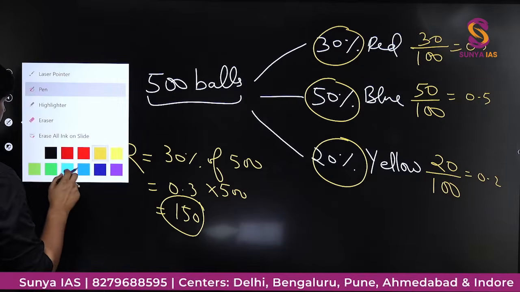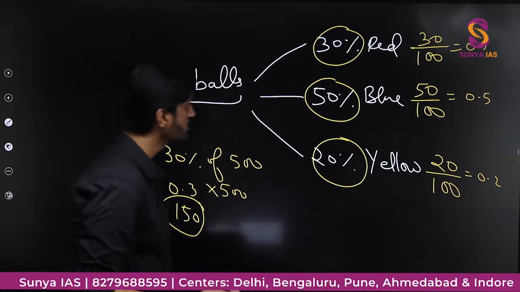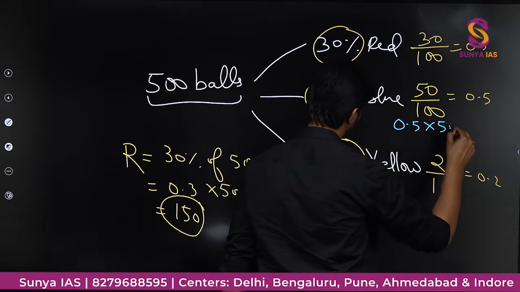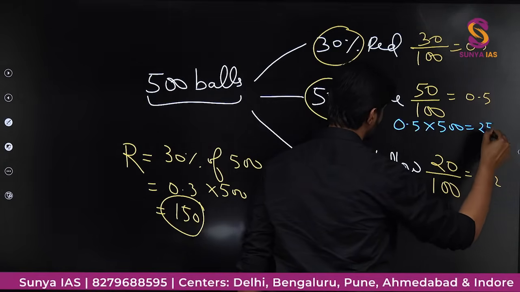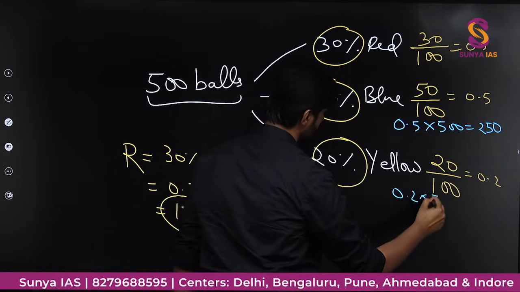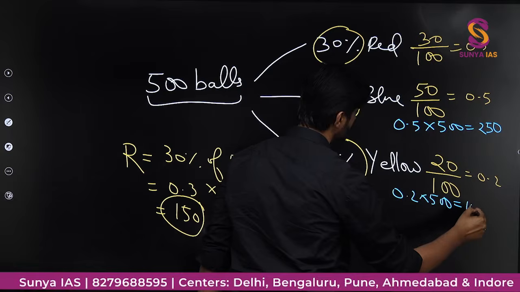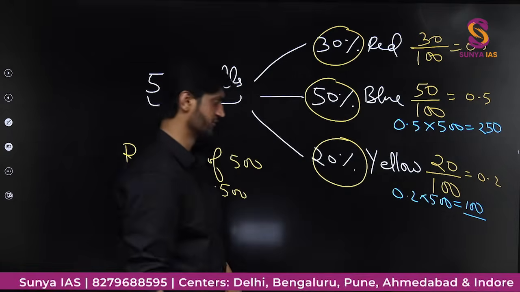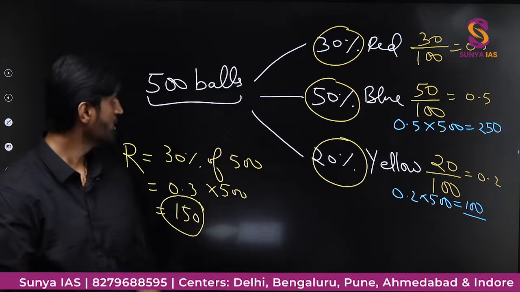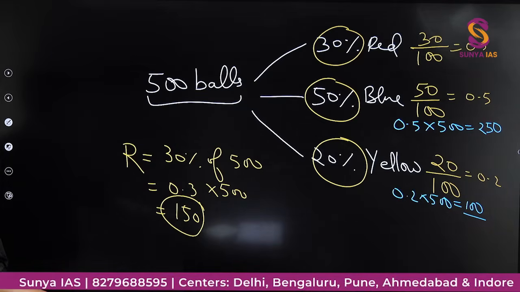Similarly, you can also find the number of blue balls, which is going to be nothing but 0.5 into 500. That is going to be 250. Similarly, here you will get 0.2 into 500, and that will be equal to simply 100. Okay, so that is the basic idea of percent. And based on that idea, we'll solve some questions.